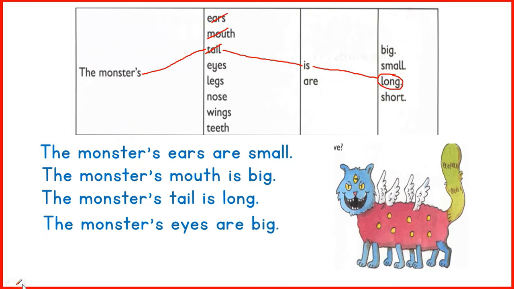Now comes the next. The monster's legs. Yes, short legs. We have long legs, but the monster has short legs. You write: the monster's legs are short. The monster's legs are short.